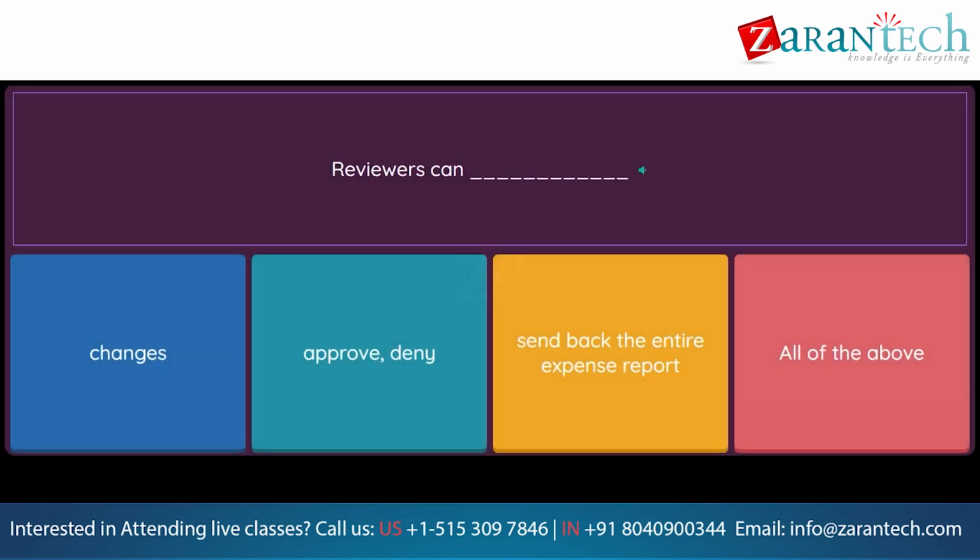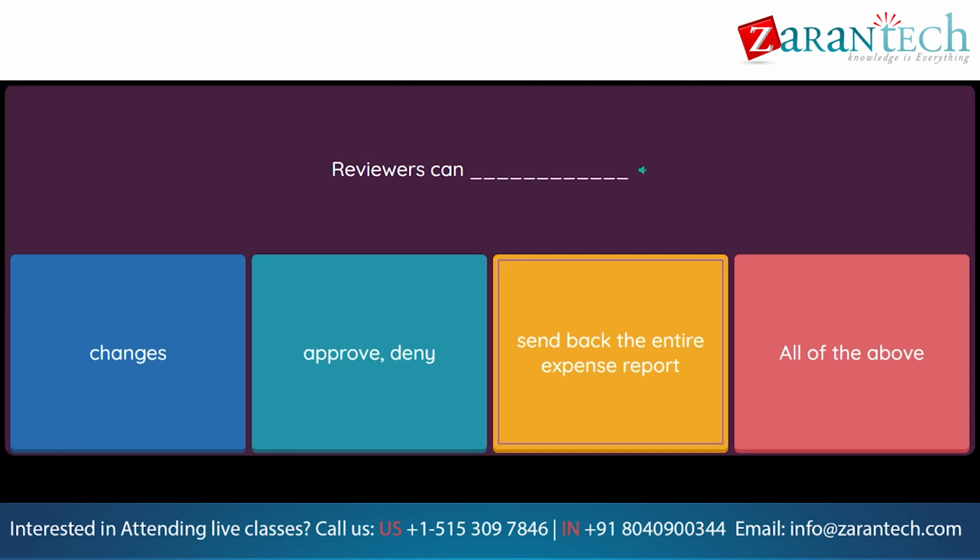Question: reviewers can blank. Option 1 changes. Option 2 approve, deny. Option 3 send back the entire expense report. Option 4 all of the above.